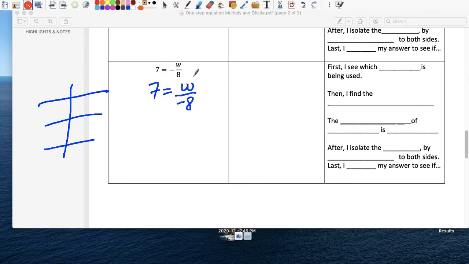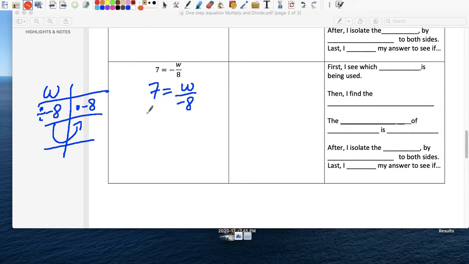So first thing I want you to do is rewrite this equation like this. So let's bring that minus sign towards the 8. It makes things a little bit easier. So I have a variable which is w. What's happening to it? It's being divided by -8. Right? So to undo that, I'm going to multiply it by -8.